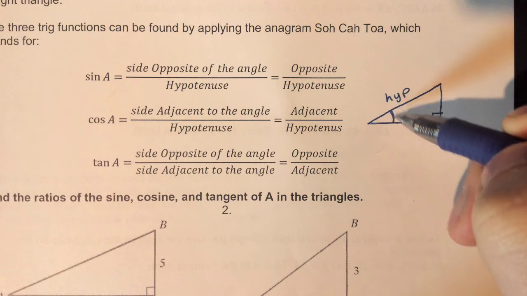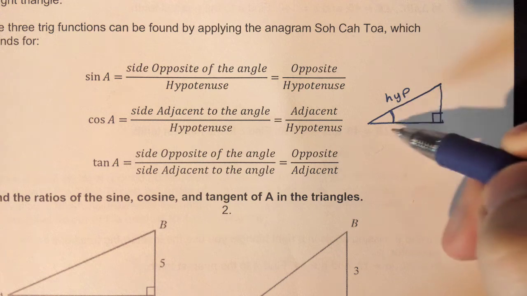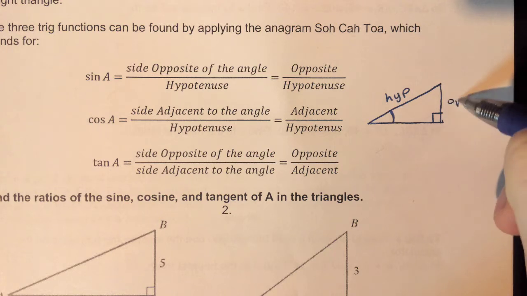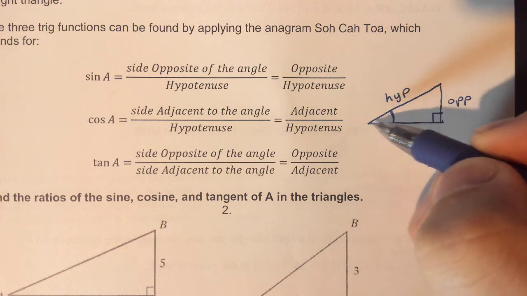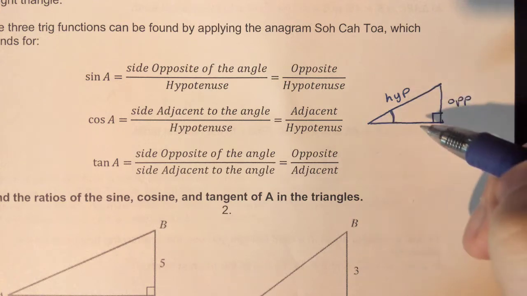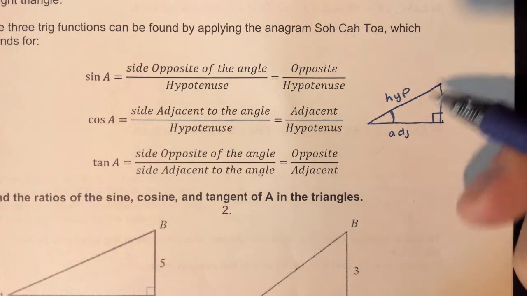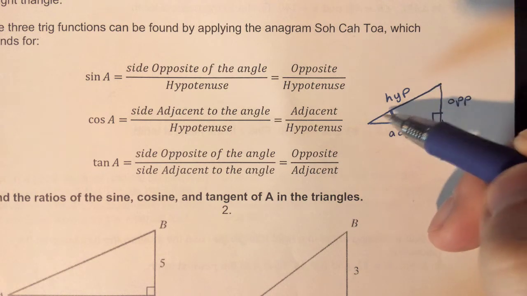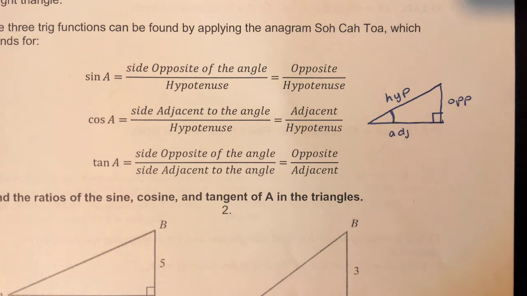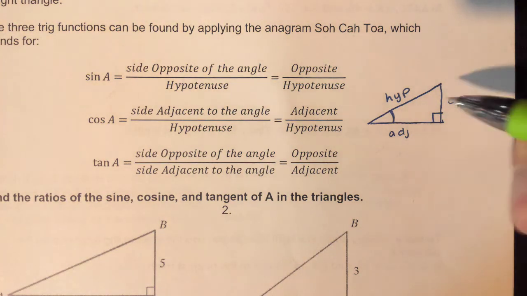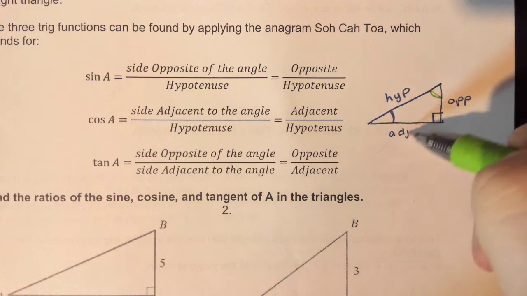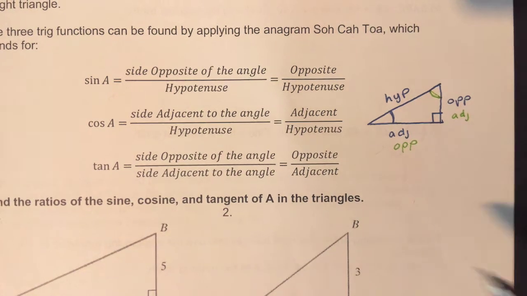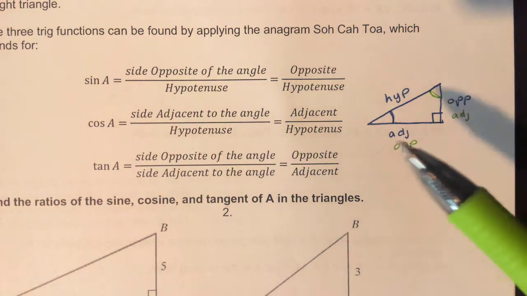But the opposite and adjacent sides are relative to which angle you're talking about. If you're talking about this angle, the side across from it is going to be opposite. The side that touches the angle and makes it up, that's not the hypotenuse, is the adjacent side. So we've got the hypotenuse, the opposite side across from the angle, and the adjacent side that makes up that angle and is not the hypotenuse. If we were talking about this angle right here, then this side would now be opposite, and this side would be adjacent, if you're talking about that green angle there. So there is where the pieces of information come from.